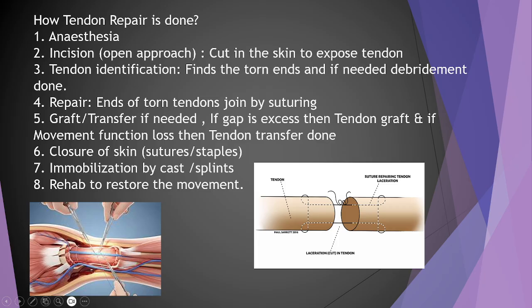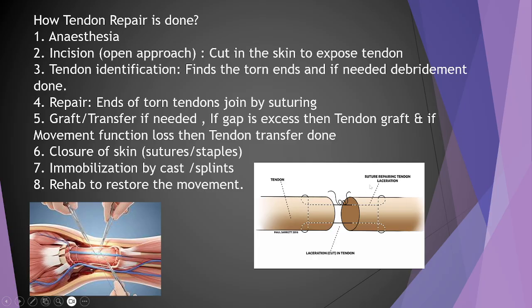Basically, the physician will give anesthesia to the patient. After that he will incise that area. He will cut the skin to expose the tendon. So, tendon identification. After the tendon identification, what will the physician do? He will repair the ends of the torn tendon by suturing. He will do the suture, and if needed, a graft or transfer.